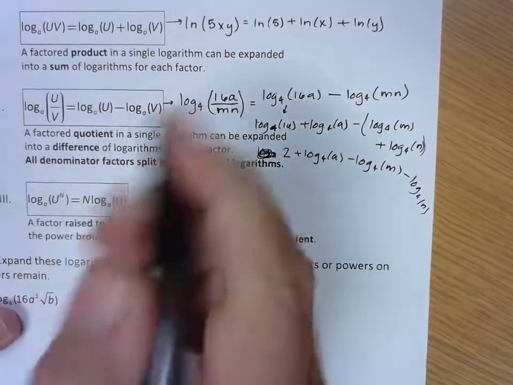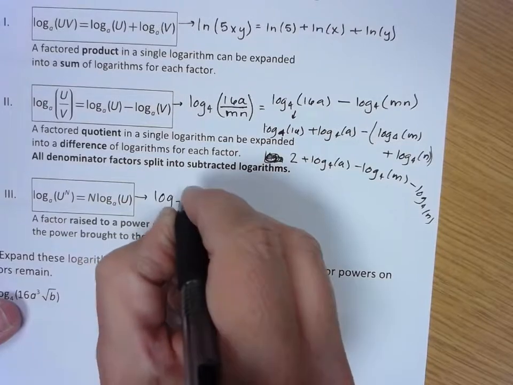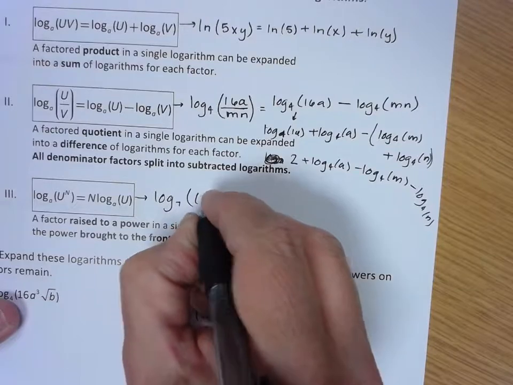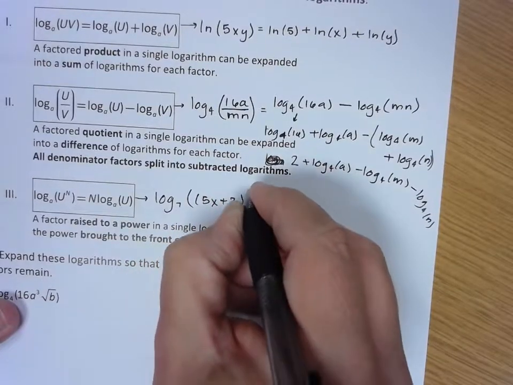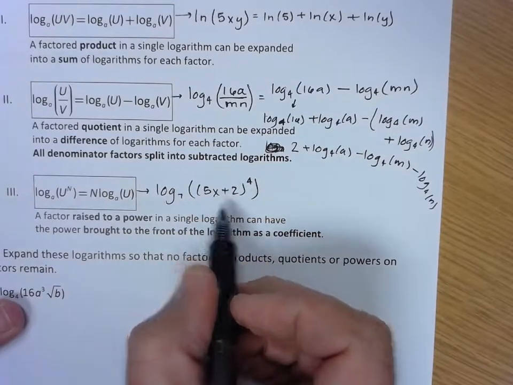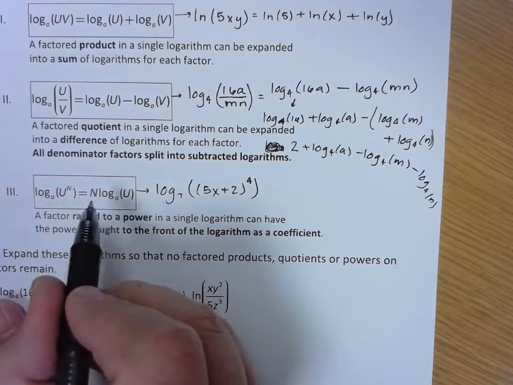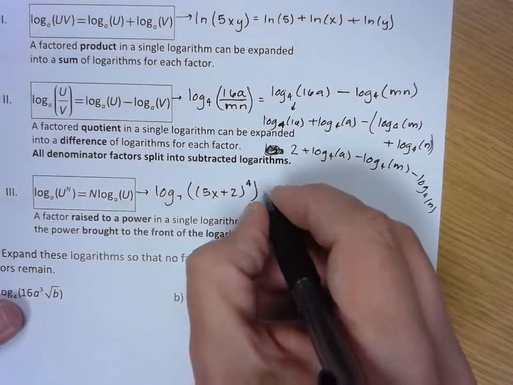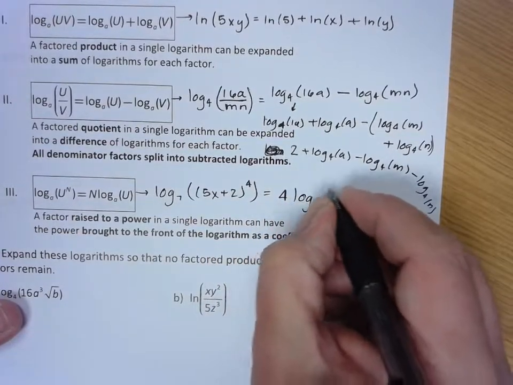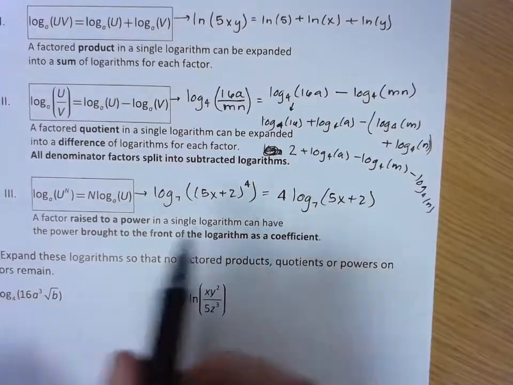The third one states if you have something like log base 7 of 5x plus 2 to the fourth. That's an example of this. You have a factor inside, 5x plus 2 raised to the fourth, and it's inside the logarithm's argument. This third law says you can take that fourth power out to the front as a coefficient and write this as 4 times log base 7 of 5x plus 2. And that's the correct use of the third law.